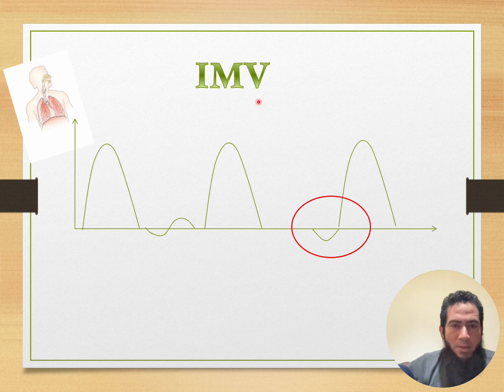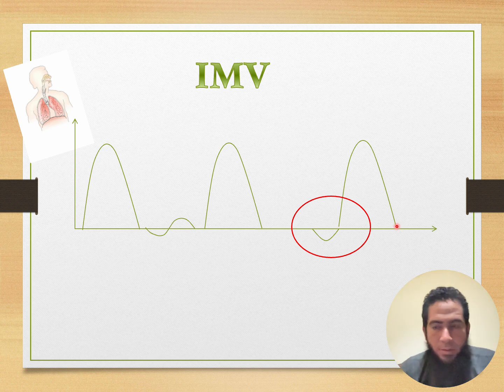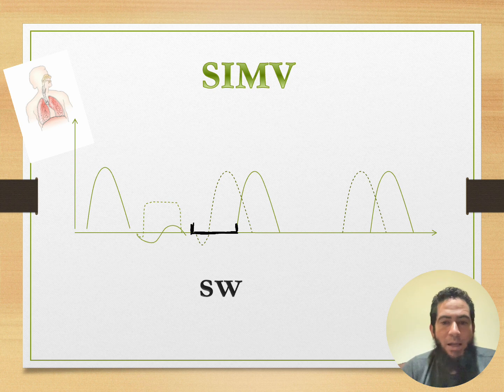But the problem of the IMV, or intermittent mandatory ventilation, is if the patient is taking a breath and before exhaling, the next mandatory breath comes in. So it will add a breath on top of a breath, which can expose the patient to pressure trauma, barotrauma, or volutrauma. And here comes the SIMV.